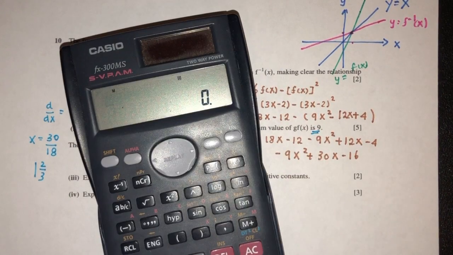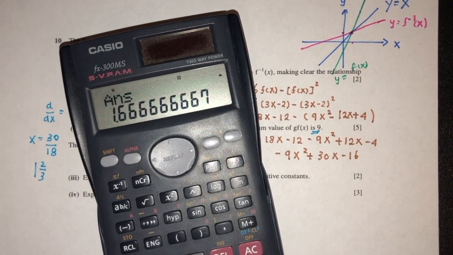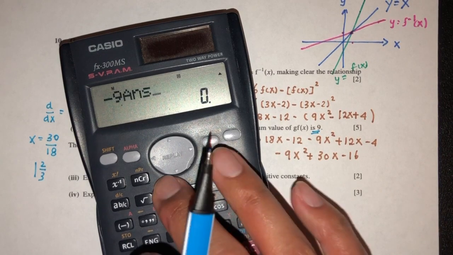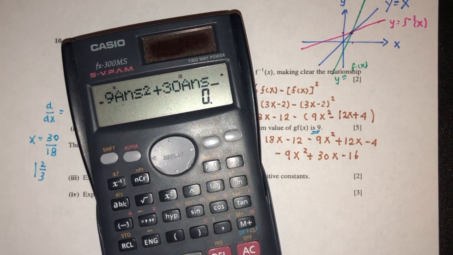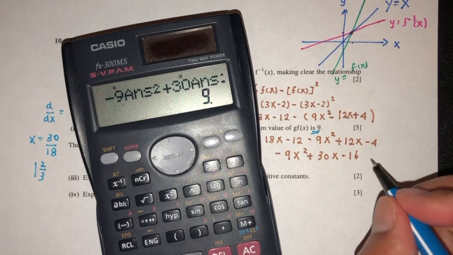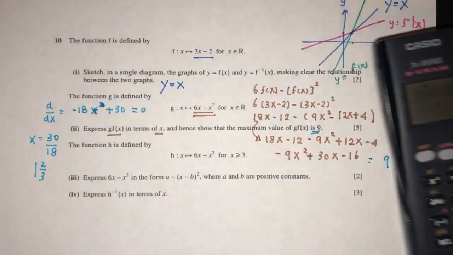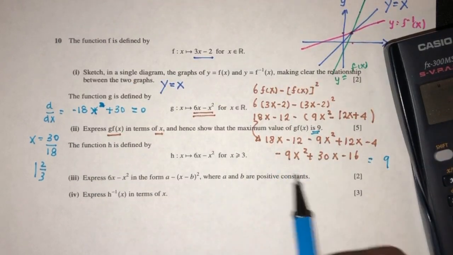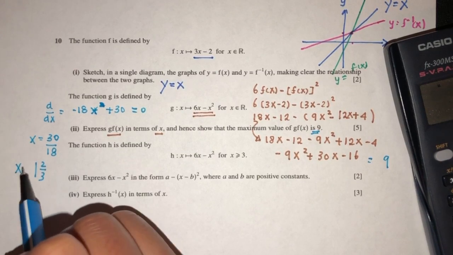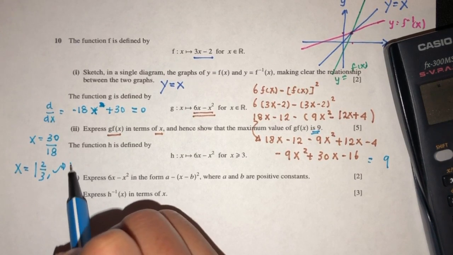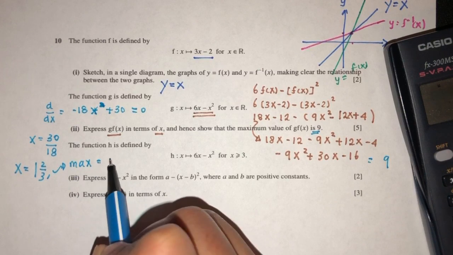Now replace back in your equation to find that value. So let's see. Minus 9, so we have answer here is this. Minus 9 answer square, plus 30 answer, minus 16. That should be 9. So shown as required. This is the maximum value is 9. So this is when x equal to this. The max value is indeed 9.